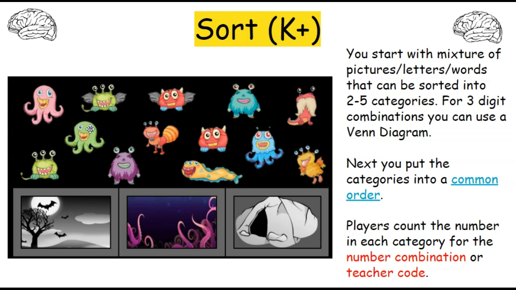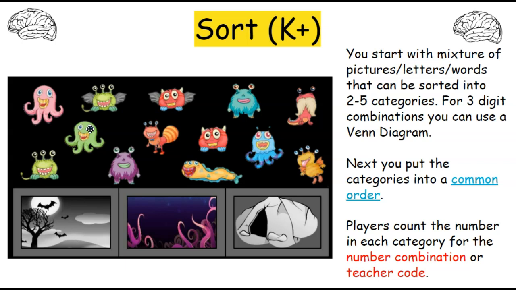You start with a mixture of pictures, letters, or words that can be sorted in 2 to 5 categories. For a 3-directional combination, you can use a Venn diagram. Then you put those categories into a common order, and the players count the number in each category for the number combination or for that number teacher code.